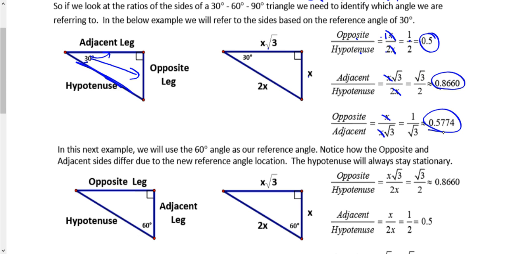So let me ask you, for any 30, 60, 90, if I do the opposite of the 30-degree angle divided by the adjacent of the 30-degree angle, will it always come to 0.5774? No matter how big or small. Yep. It will, because all these triangles are similar, right? Does that make sense? Okay, that's the power of trig, right?